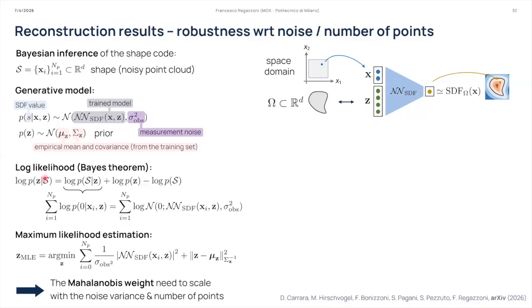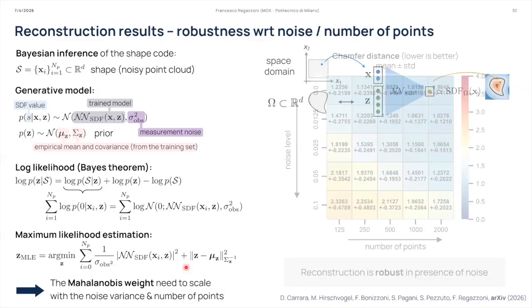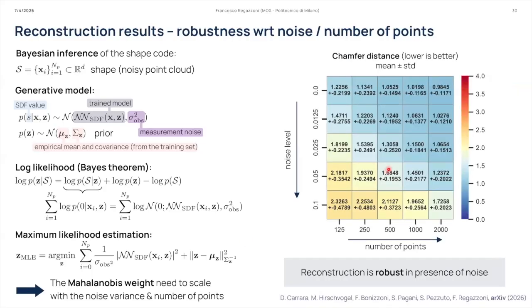So by taking the maximum of the log likelihood, we end up with this loss function that is exactly the one that we were using before, but where now the coefficients in front of the Mahalanobis distance have a clear interpretation, and so we prove that the Mahalanobis weight needs to scale with the noise variance and with the number of points. And in this way, we can get a robust inference even in the presence of noise and even with a small number of points.